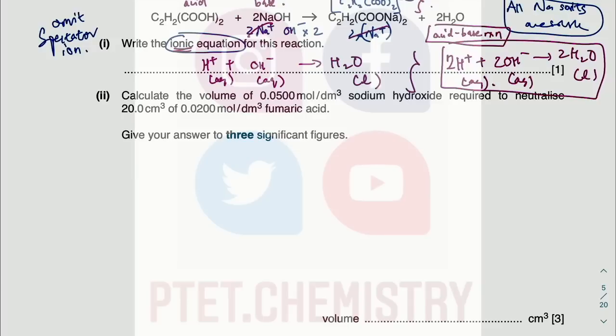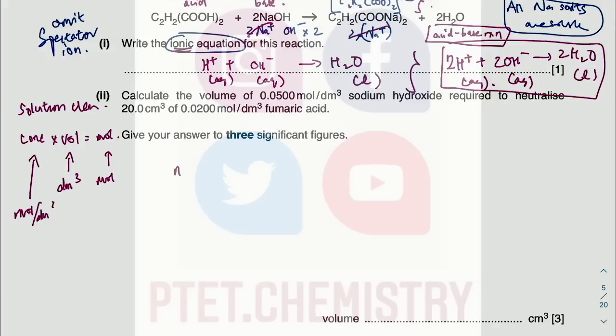Okay, so now I'm going to do calculations. These are solution chemistry. So in solution chemistry, we talk about concentration times volume will give you mole. The unit there is mole. The volume there has to be in dm³ because the concentration is in mol per dm³. When you have per dm³, it means divide by dm³. So divide by dm³ times dm³ will give you mole.